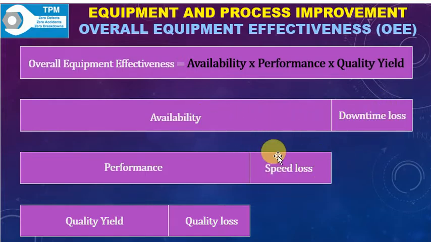When we work on the speed losses, or reduce the cycle time, at that time we can increase the performance. When we reduce the rejections, scrap, or rework activity, then we increase the quality yield. So we can ultimately increase the overall equipment effectiveness.